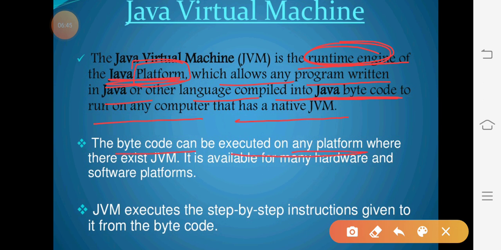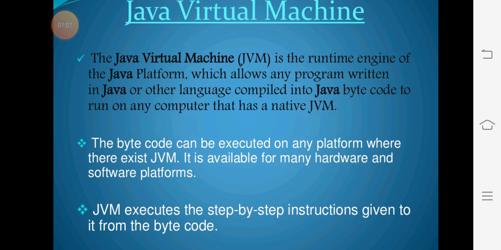ठीक है, next point is the bytecode can be executed on any platform. बाइट कोड को आप किसी भी प्लेटफॉर्म पे रन कर सकते हो. प्लेटफॉर्म का मतलब हो गया कि किसी भी ऑपरेटिंग सिस्टम पे रन कर सकते हो where there exists JVM. सिर्फ उन्हीं प्लेटफॉर्म्स पे रन कर सकते हो, यानी कि उन्हीं ऑपरेटिंग सिस्टम पे आप रन करा सकते हो अपने जावा प्रोग्राम्स को जहाँ पे JVM एग्जिस्ट करता है. ठीक है, it is available for many hardware and software platforms.